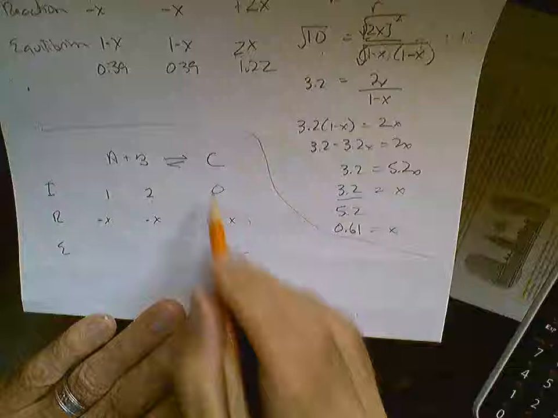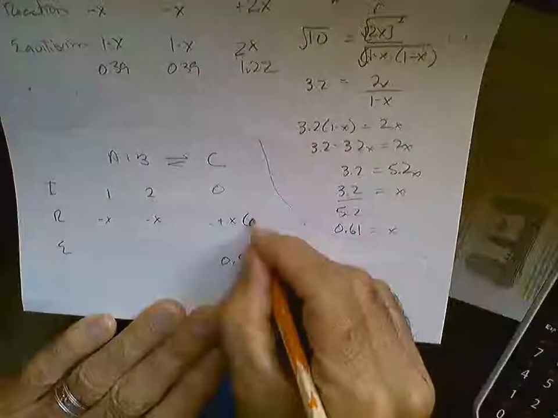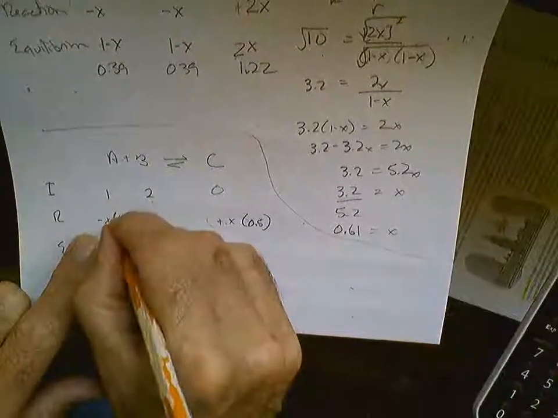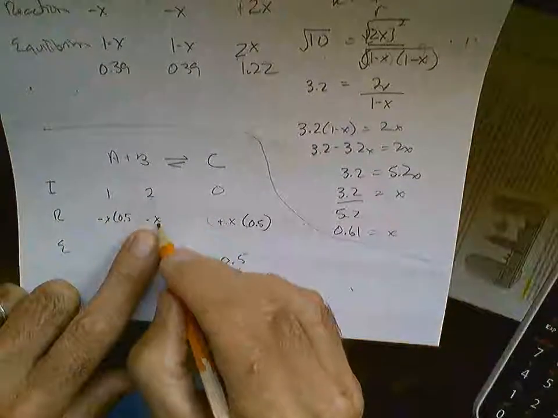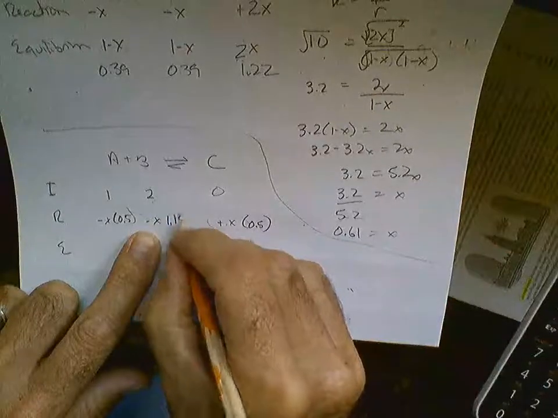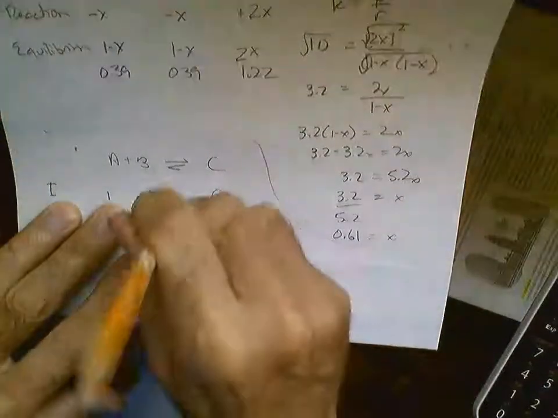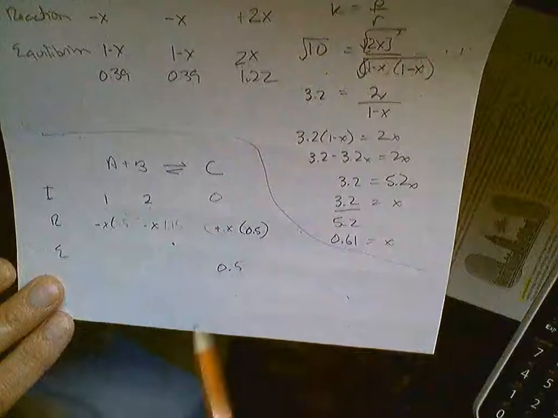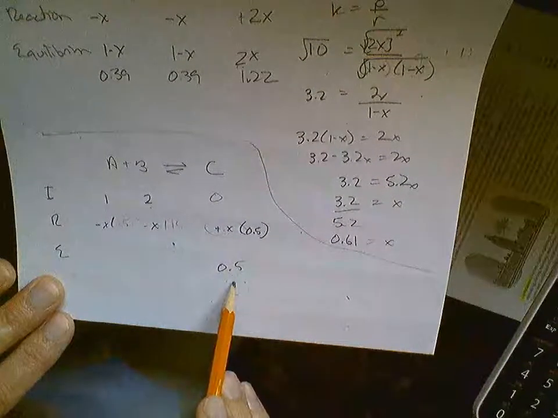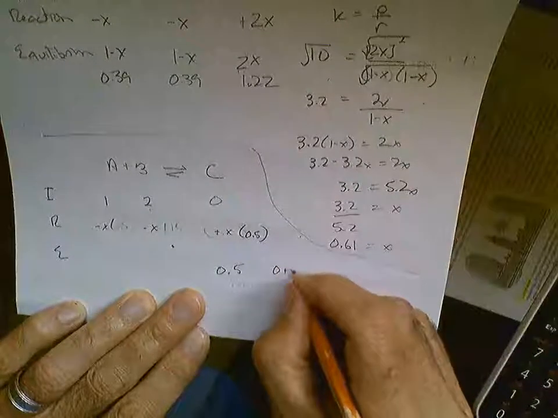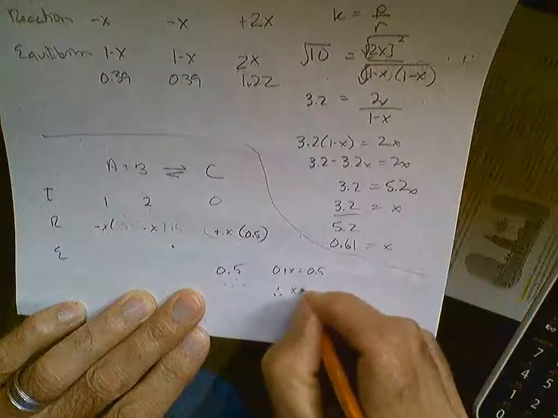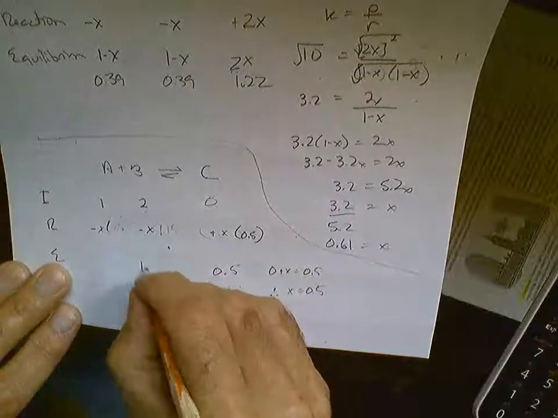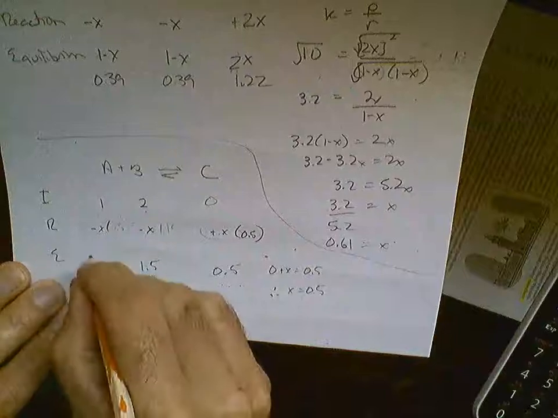So if this is 0 plus x is 0.5, x must be 0.5. That means if we subtract 0.5 from 1, this has to be 0.5. If we subtract 2 minus 0.5 here, this has to be 1.5. I'm jumping ahead. Let's back that up. We know x is equal to 0.5 because 0 plus x was 0.5. Therefore, x equals 0.5. If x is equal to 0.5, 2 minus 0.5 is 1.5, and 1 minus 0.5 is 0.5.